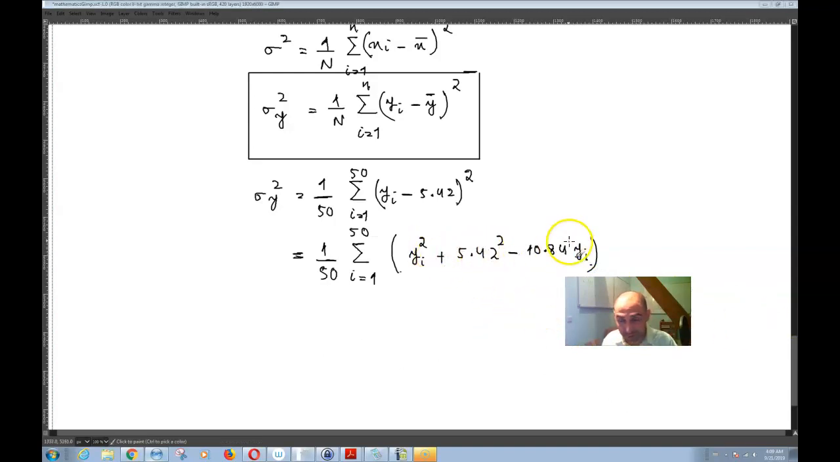And that is equal to, so you can write this as 1 over 50 times sigma of y of i squared as i goes from 1 to 50 plus sigma of 5.42 squared as i goes from 1 to 50 minus, and you can write this as 10.84 sigma of y of i as i goes from 1 to 50.